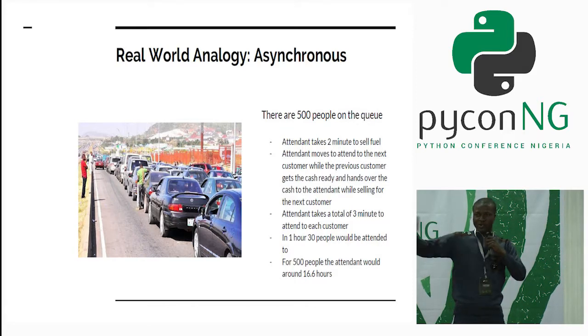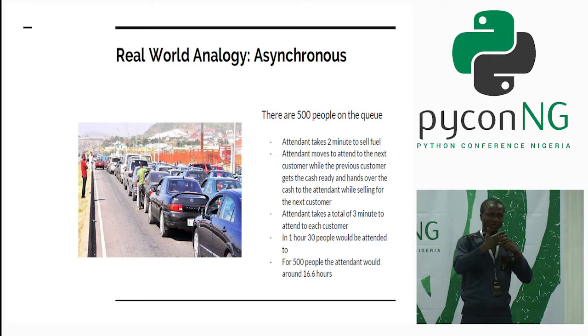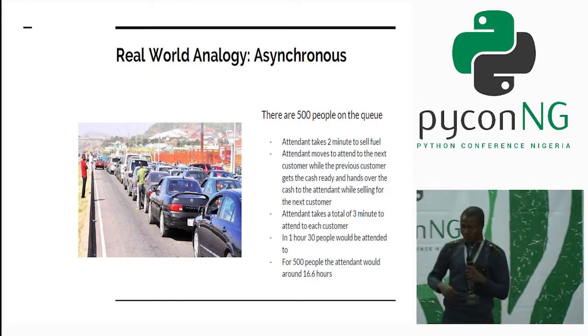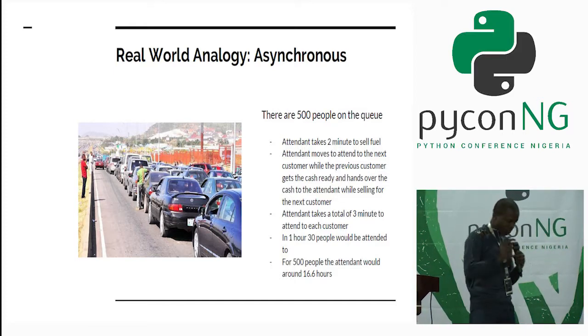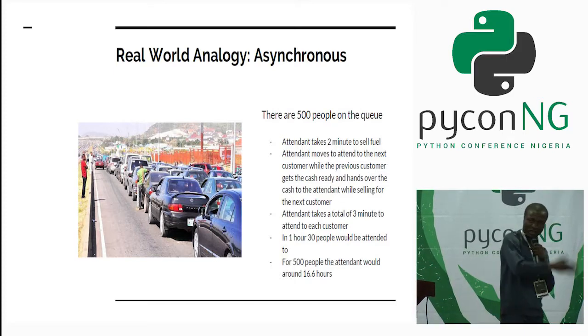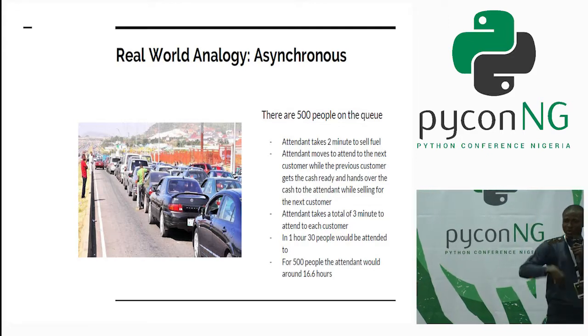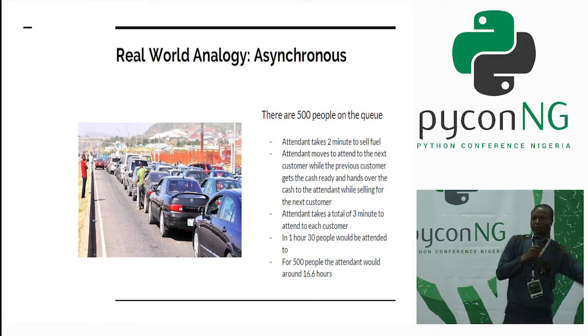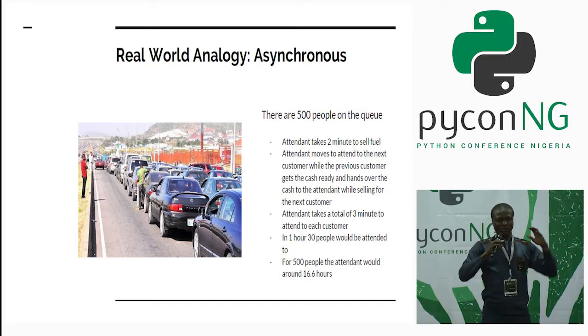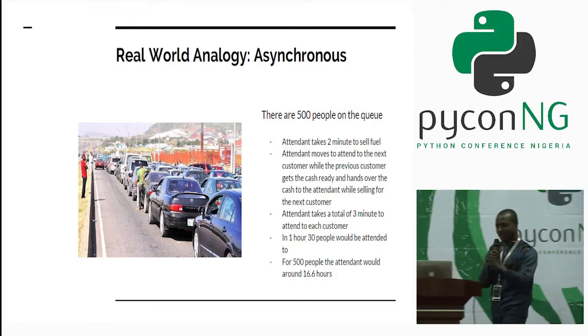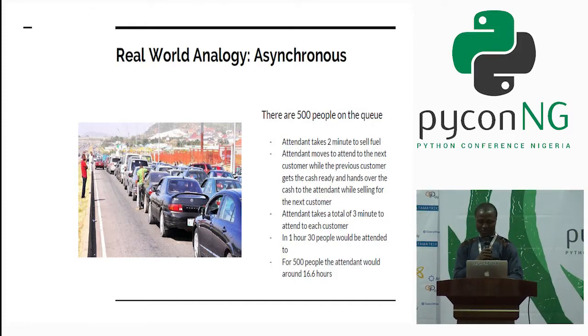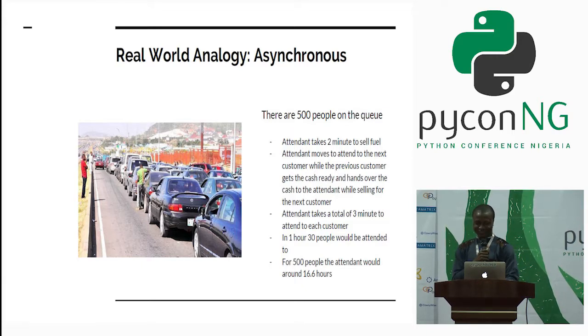That's the same way asynchronous and synchronous work in code. Instead of devoting all your time to something that takes so long, you move to the next item and keep attending. Once a response comes back, you just take it and keep moving. So with the same analogy, 500 people will take 25 hours for the synchronous process. For the asynchronous one, it will take about 16.6 hours to attend to 500 people.